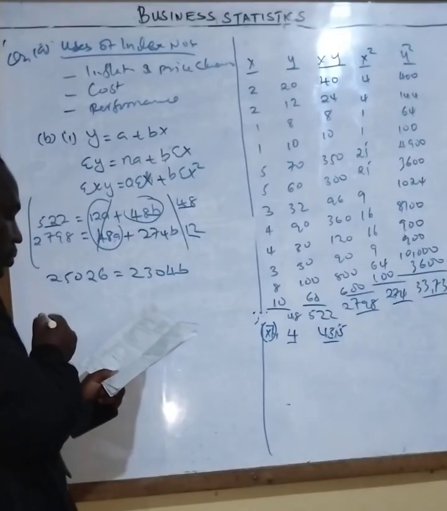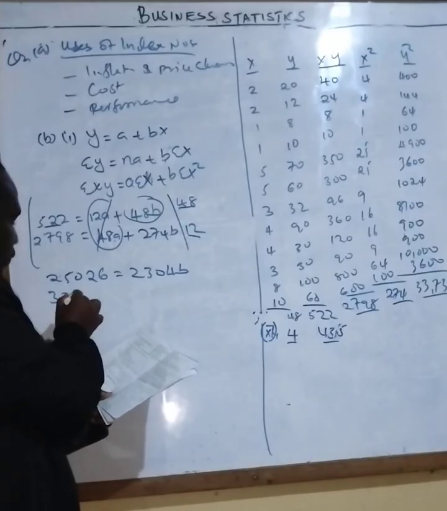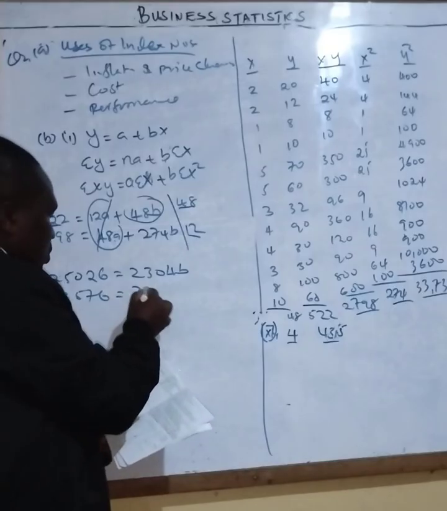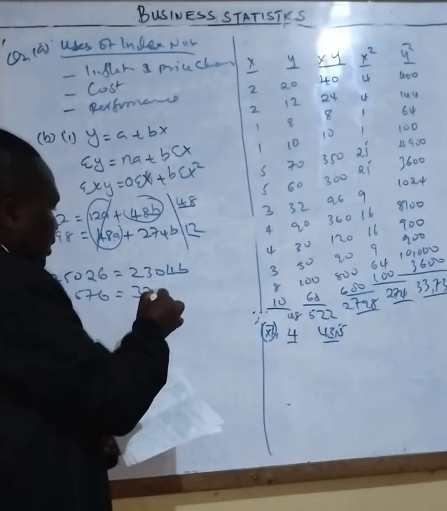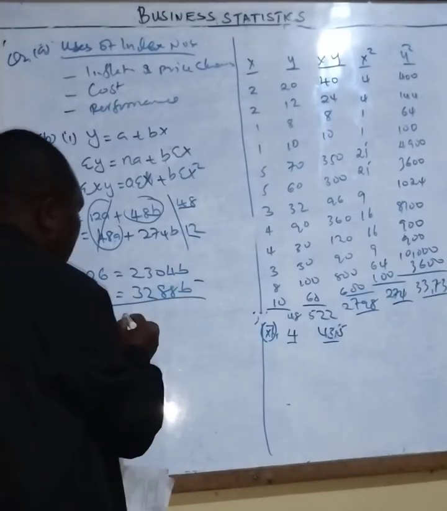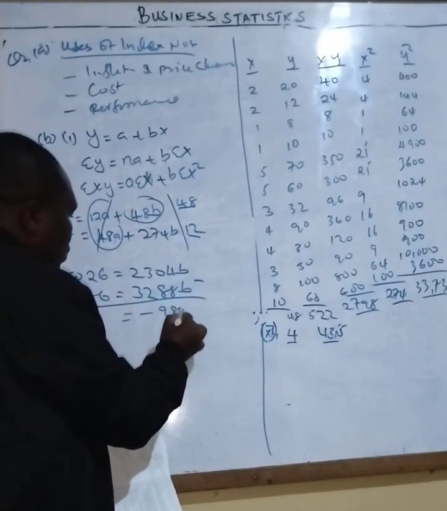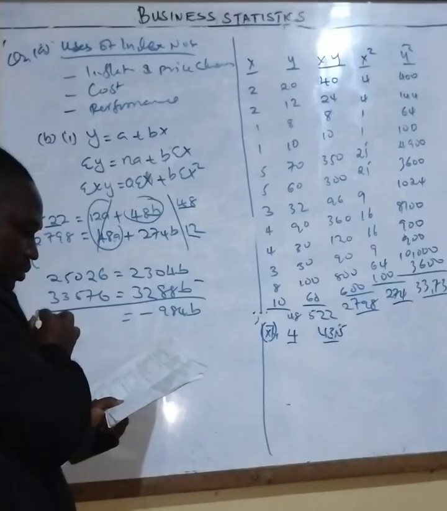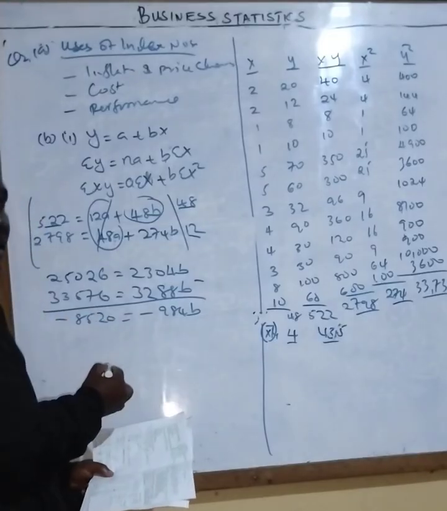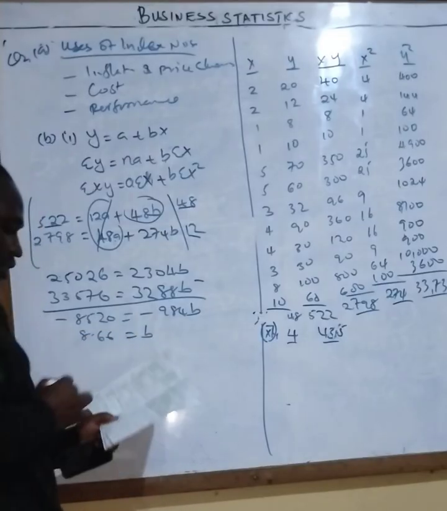Then open this also, class. It will give you 33,576 equals 3288b. So subtract now, class. When you subtract, your answer there is negative 984b, and this one is negative 8520. If you divide both sides by negative 984, your answer for b is 8.66.